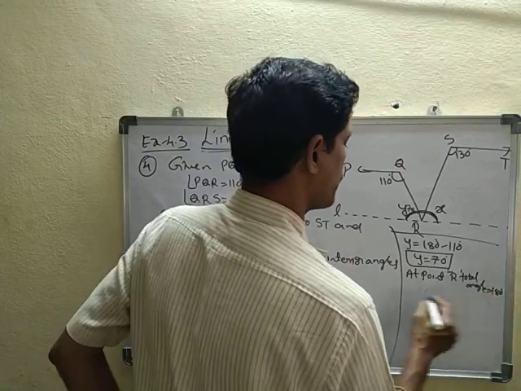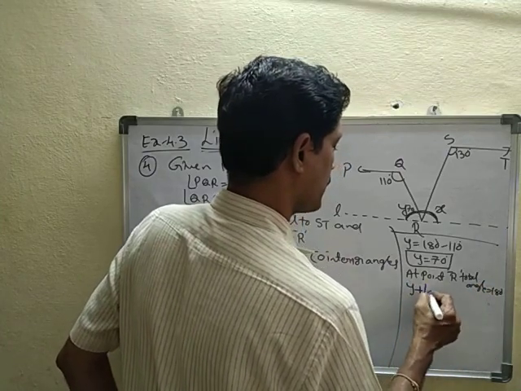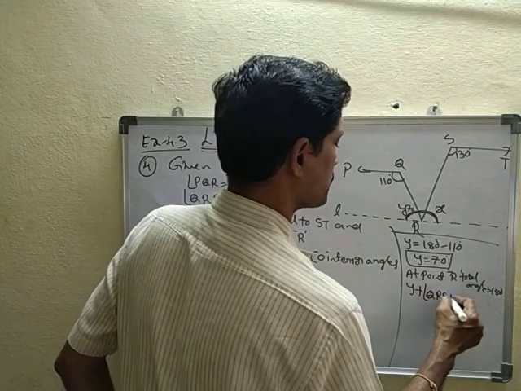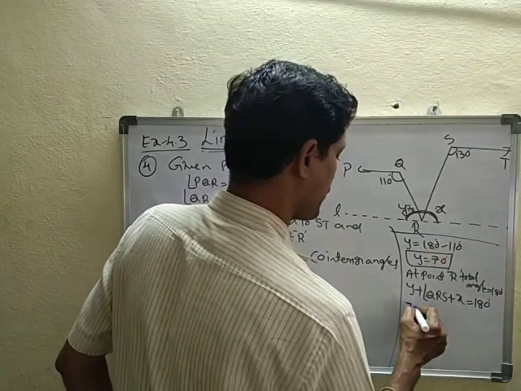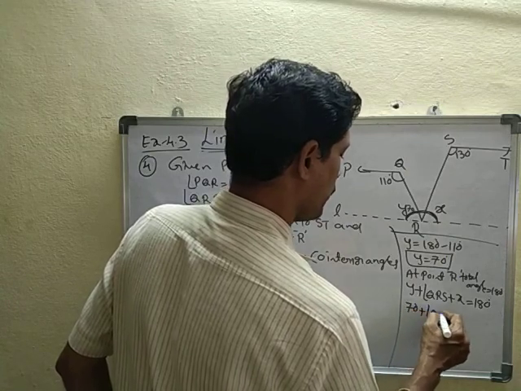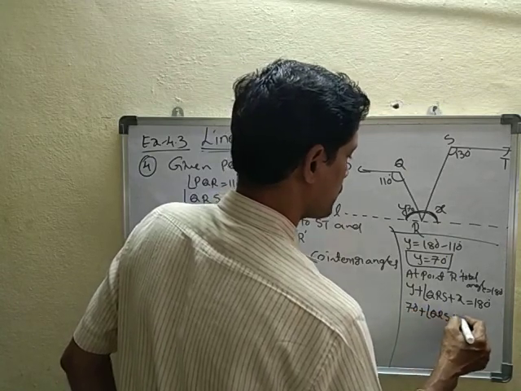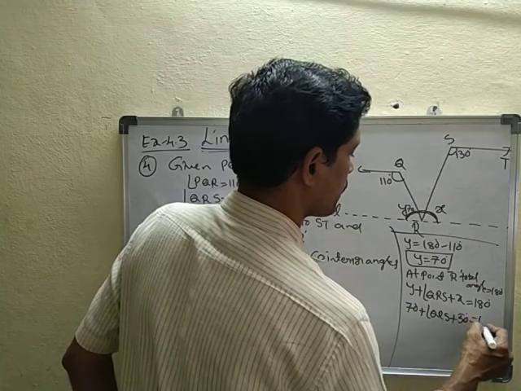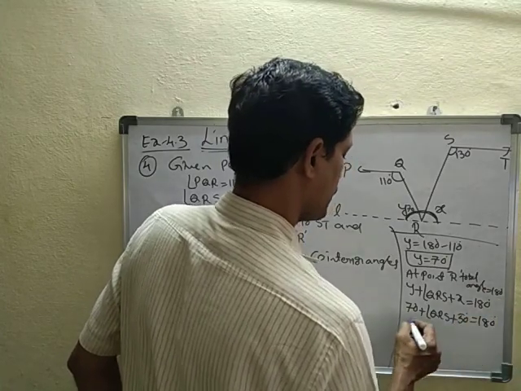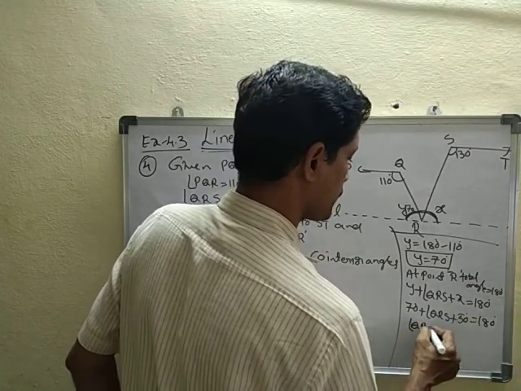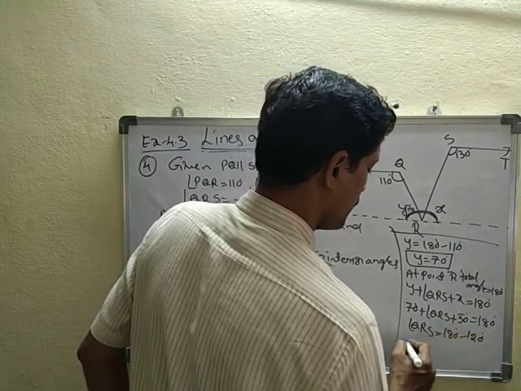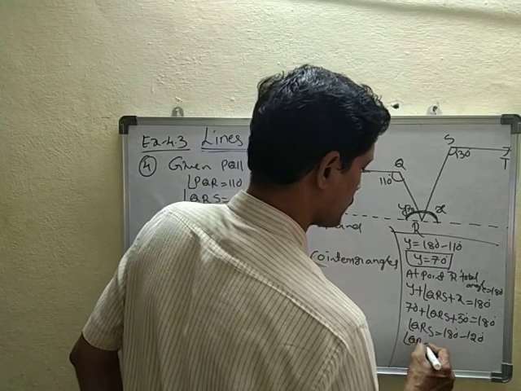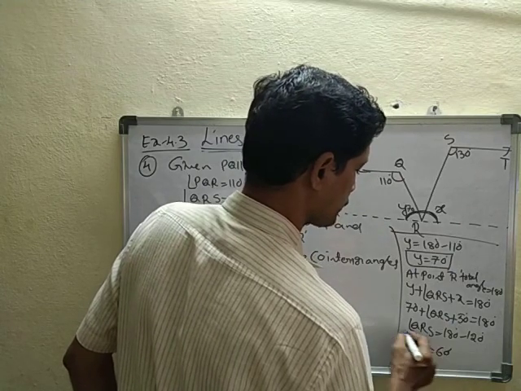180 degrees. Therefore, y plus angle QRS plus x equal to 180 degrees. Angle y is 70 plus angle QRS plus that is 50 degrees equal to 180. Therefore, angle QRS equal to 180 minus 120. Angle QRS equal to 60 degrees.